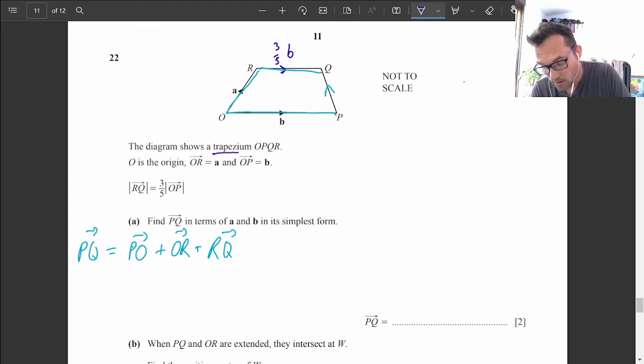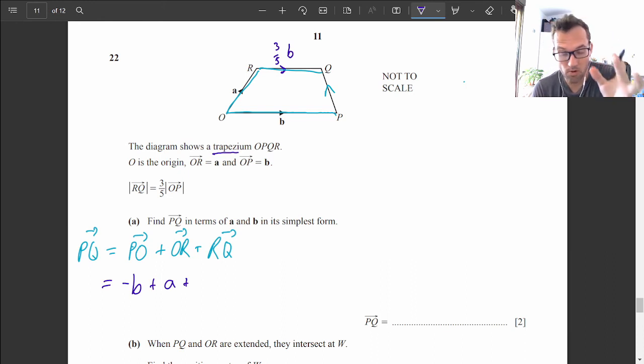So let's look at, first though, PO is B, but in the opposite direction, so that's a negative B. OR is basically just A, and then RQ, as we explained before, is 3/5 B. Just make sure your 3's look like a 3. You don't want to lose marks for writing ugly.